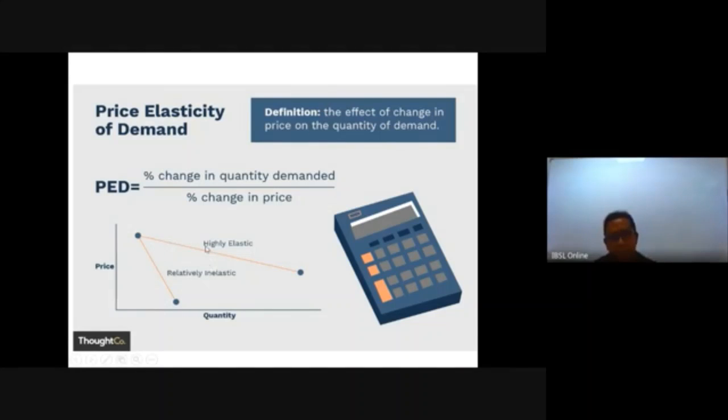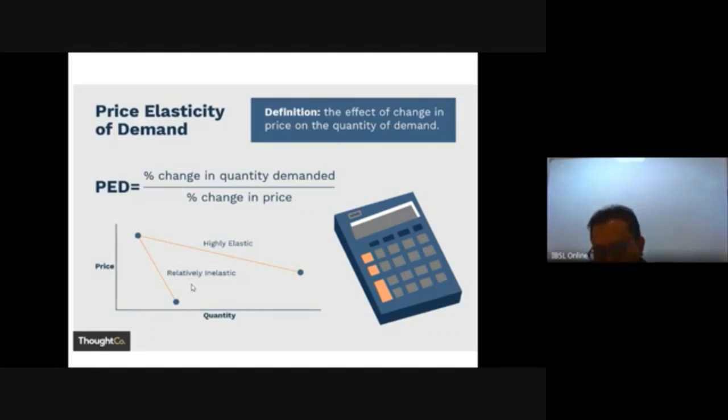So if the demand line is more horizontal, then the products are more elastic. If the demand line is more vertical, then the product is more inelastic. So it's always the change in price as against the quantity demanded.